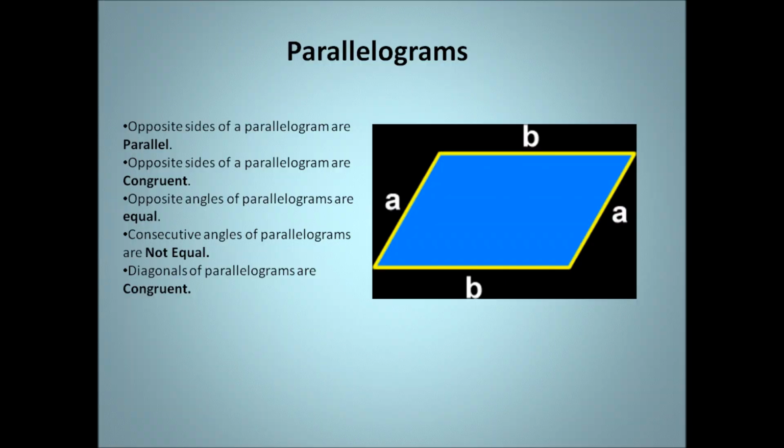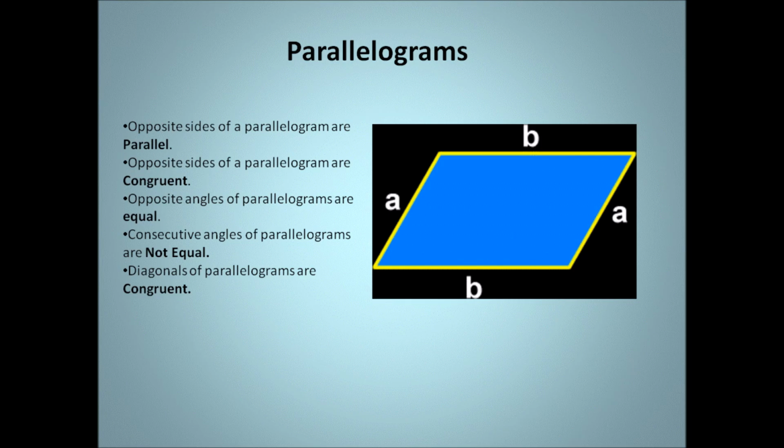Today we're talking about properties of special quadrilaterals. Up first are parallelograms, with 5 properties. Opposite sides are parallel and congruent. The opposite angles of a parallelogram are equal. Consecutive angles are not equal, and diagonals are congruent.